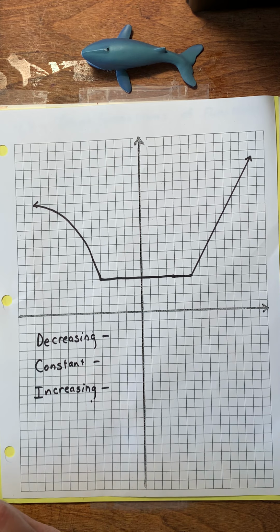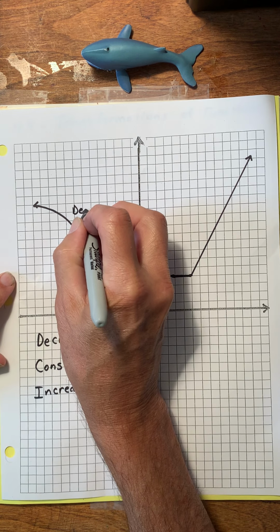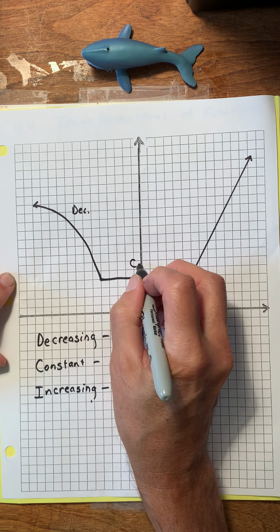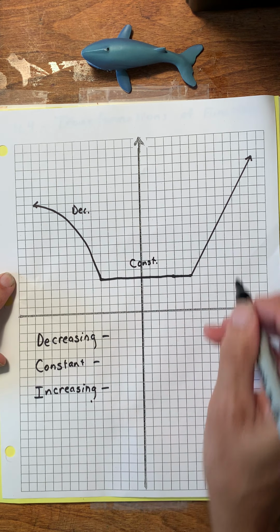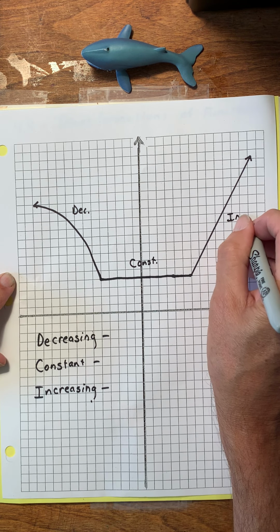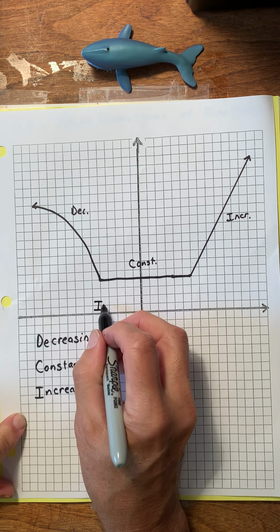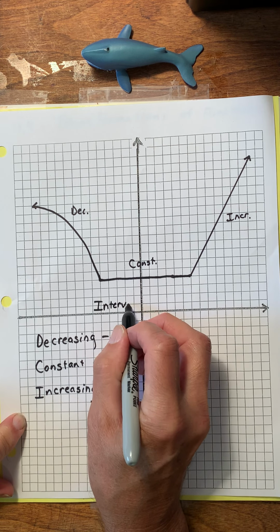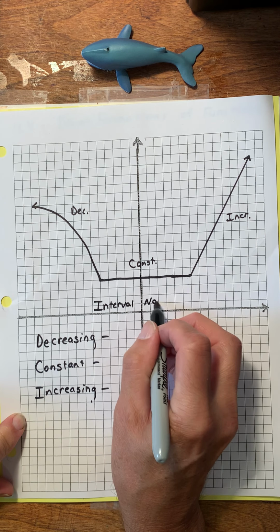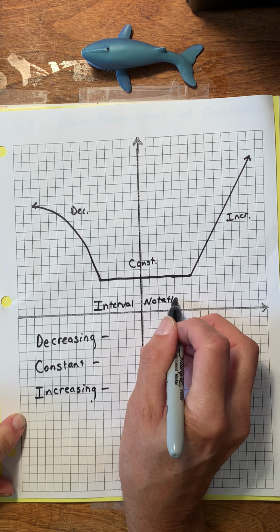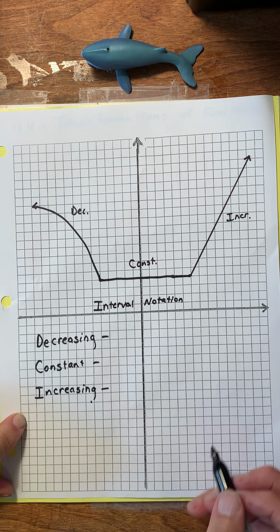So this is a decreasing part of the function. This is a constant part of the function. This is an increasing part of the function. All right, here's what Hawks is going to ask you to do. It's going to say, which part of the function is decreasing? And then it's going to say, use interval notation. You remember interval notation, stuff that starts with parentheses or brackets?